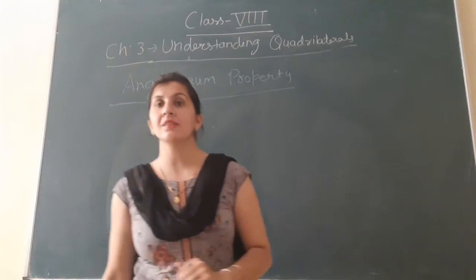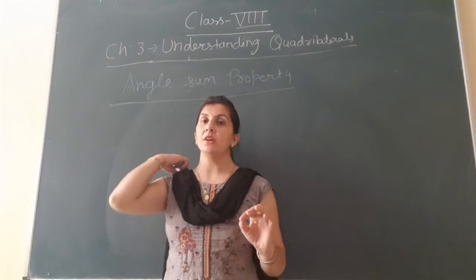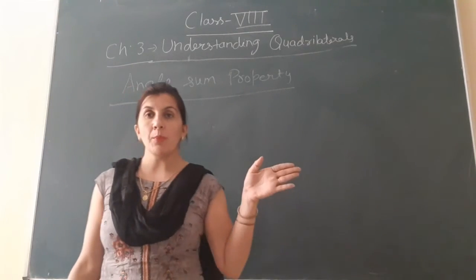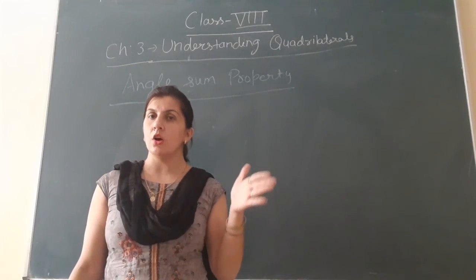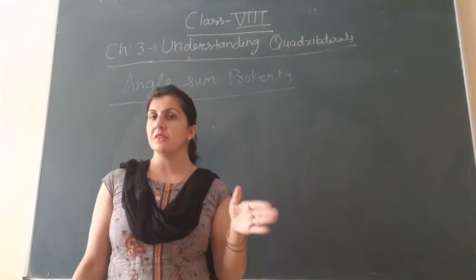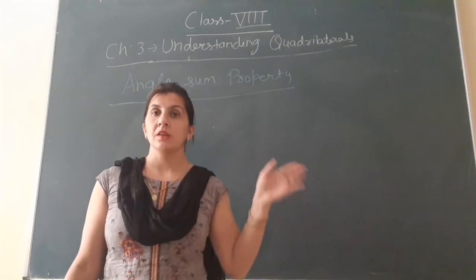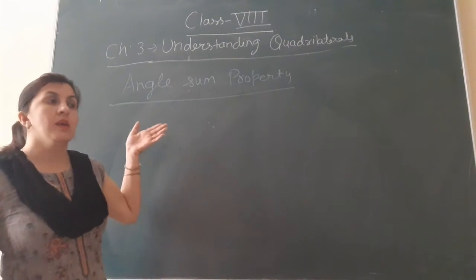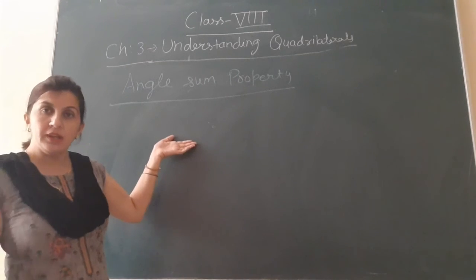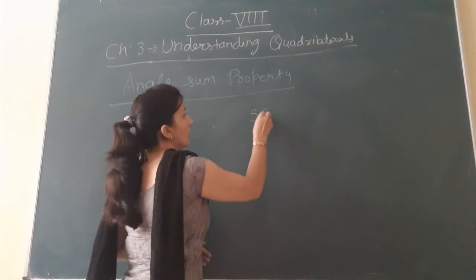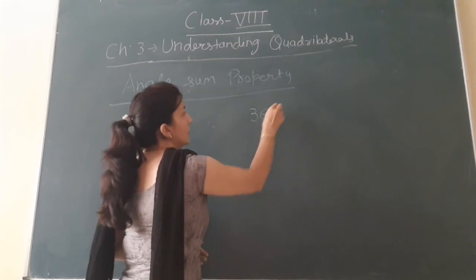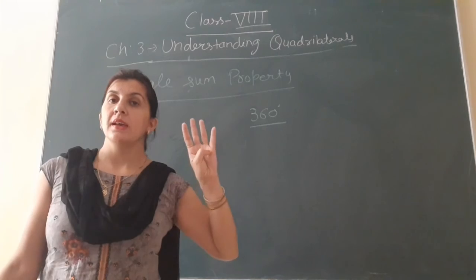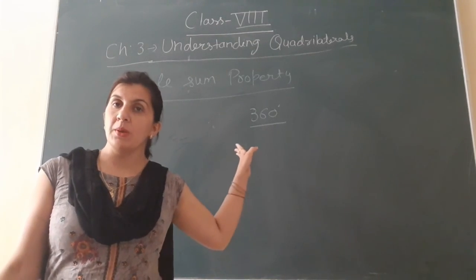Next is angle sum property. Firstly, I will remind you of the angle sum property of a triangle. What is the angle sum property of a triangle? The sum of the 3 angles of a triangle is 180 degrees. Now we come to the quadrilateral. So what about the quadrilateral angle sum property? In a quadrilateral, the sum of interior angles is always 360 degrees. There are 4 angles, and if we add these angles, the sum will be 360 degrees.